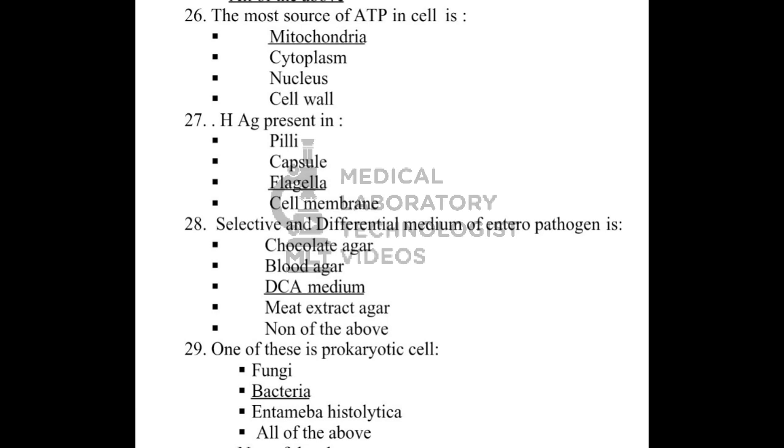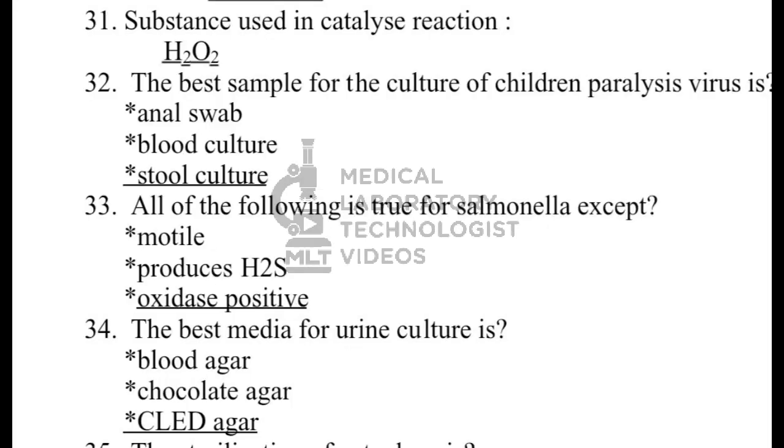Next question is, one of these is a prokaryotic cell: fungi, bacteria, Entamoeba histolytica, all of the above, and the answer is bacteria. Bacteria is a prokaryotic cell while all others are eukaryotic cells. Next is substance used in catalase reaction. Which reagent is used to increase the speed of reaction? Answer is H2O2, hydrogen peroxide.